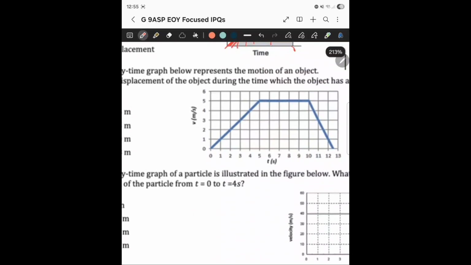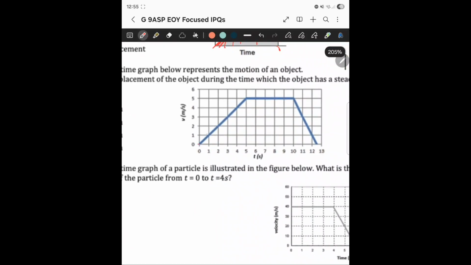Well, it's a good thing I mentioned that, because we have starting from 0 going up to 5. Then it's a constant speed at 5, and then it slows back down to 0. Steady positive is when you're speeding up. So actually, this is the only part of the graph that I will need. This part here. This is the steady positive. So I will find the area of this.